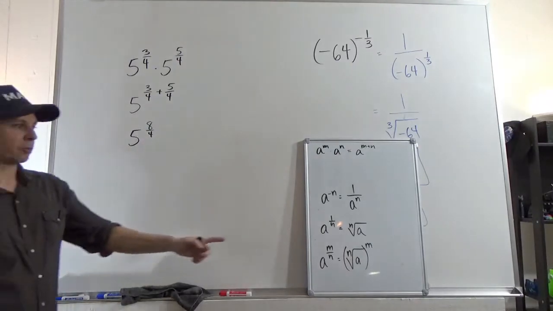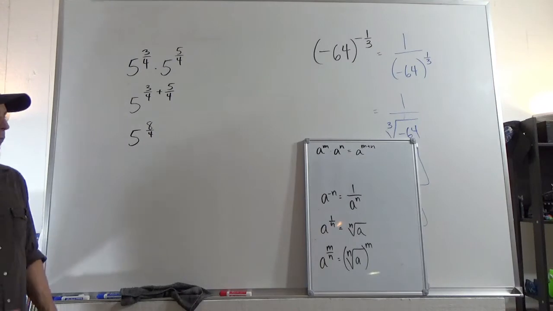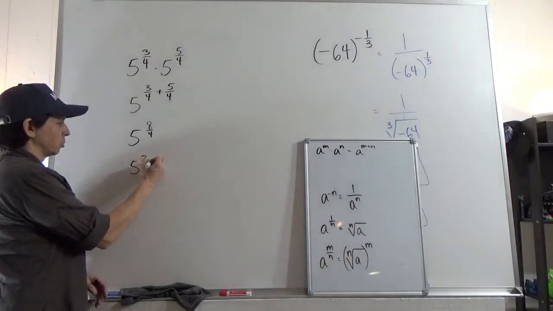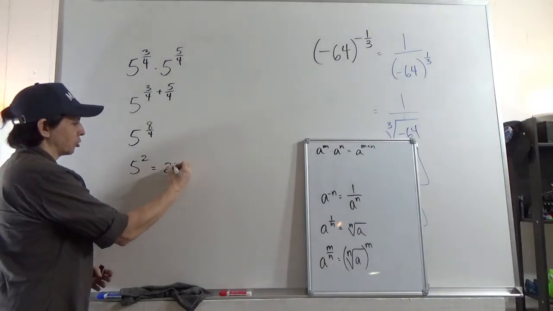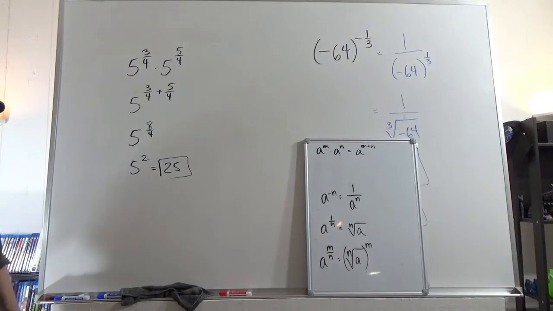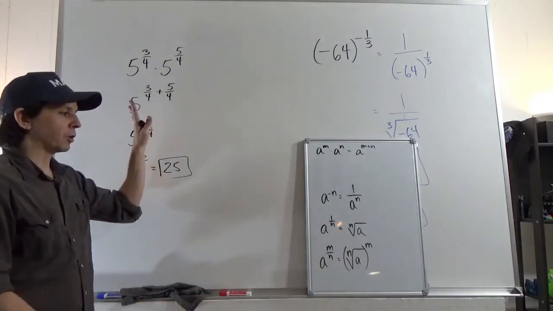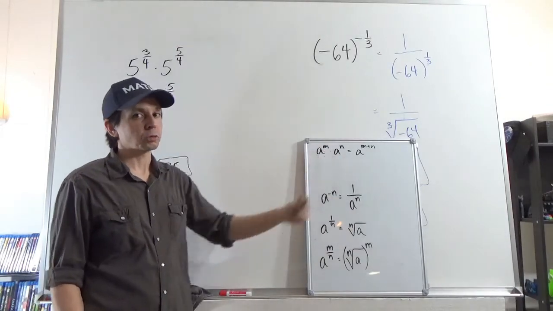It's still pretty tempting to try the m over n, but I shouldn't do that. I should reduce the 8 over 4. 8 over 4 reduces to 2. I don't even have to worry about the radicals because it's not a radical. It's just 5 squared. This whole thing just came out to 5 squared or 25. But it required you, even though they're fractions, to resist the urge to go straight to that and try to see what you can do with these other rules first.